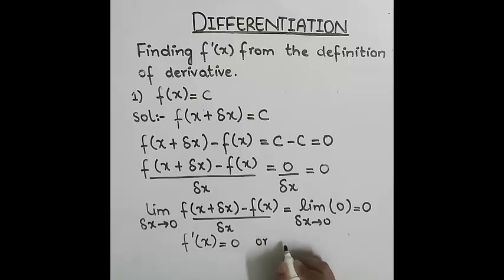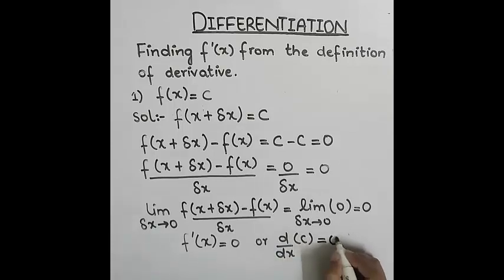Or we can say that d/dx of c, because this is f dash x. f dash x means the derivative of the function with respect to x, and the value of the function is c. So the derivative of a constant function c is always 0. Any constant function, when we take its derivative, always gives us 0.